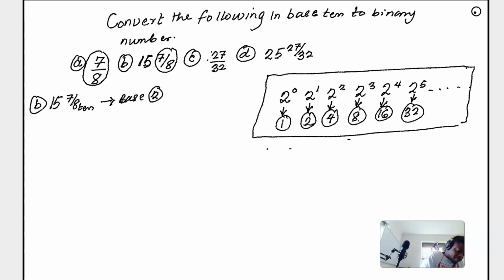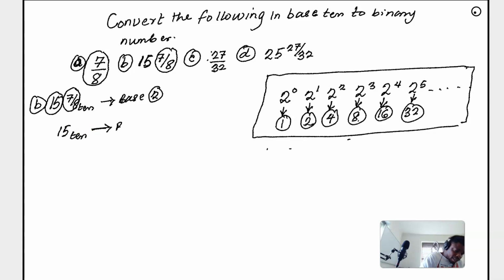Remember, since it is in base 2, we have used our base 2 to generate this formula. If it is in base 3, you will use your base 3 to generate this formula. But because we are talking about base 2, you remember how we used our base 2 to generate this formula. Now here, you have a whole number and a fraction. You can see for A, we only had a fraction, but now we have a whole number and a fraction. So what you need to do is take care of the whole number part first.